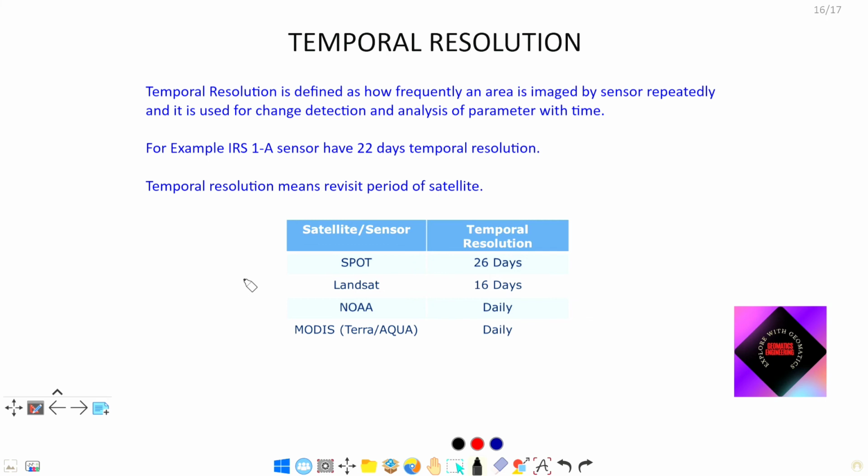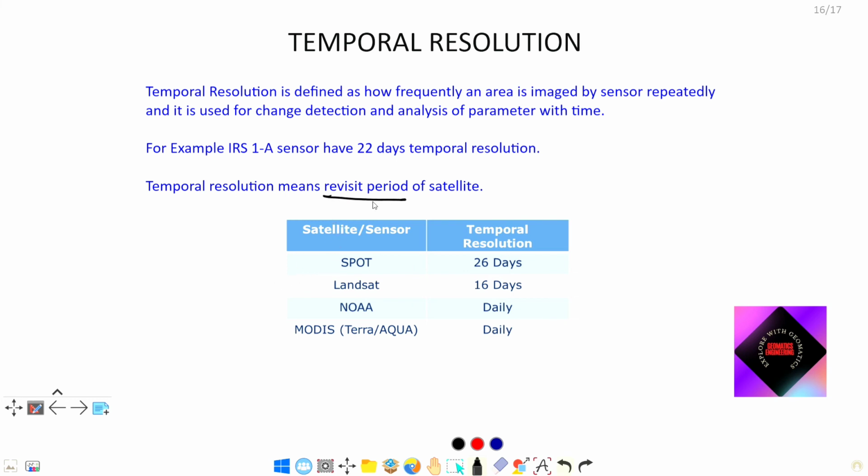Now moving further to our last part, that is temporal resolution. Temporal resolution is defined as how frequently an area is imaged by a sensor repeatedly. It is used for change detection and analysis of parameters that vary with time. For example, the IRS-1A sensor has a temporal resolution of 22 days. Temporal resolution means the revisit period of the satellite.